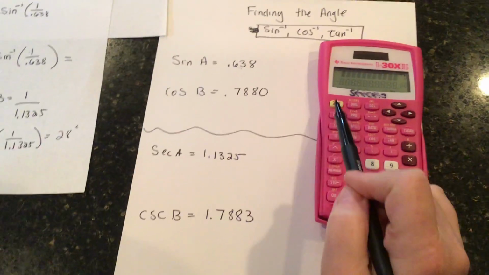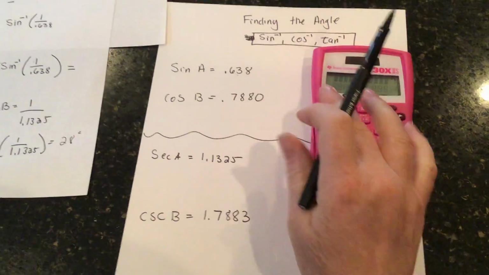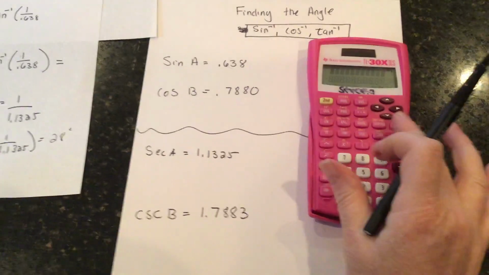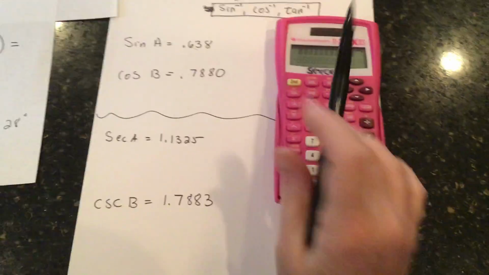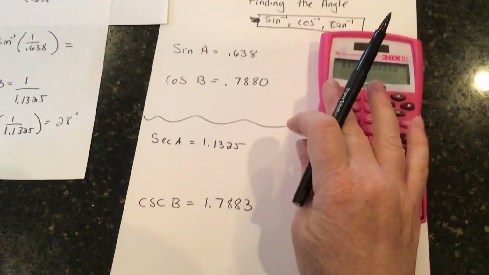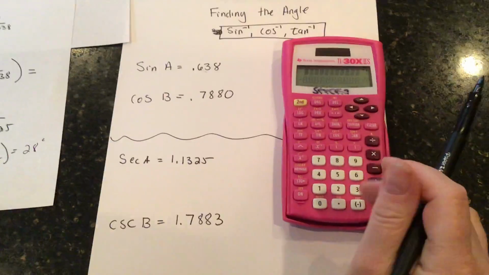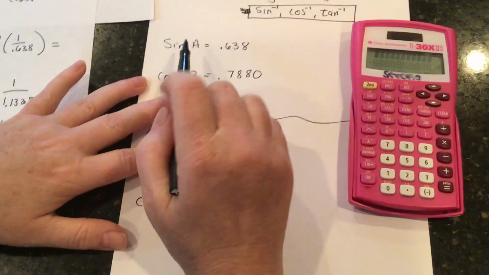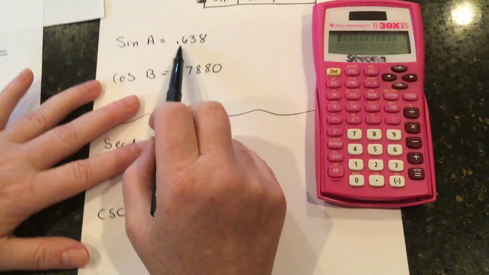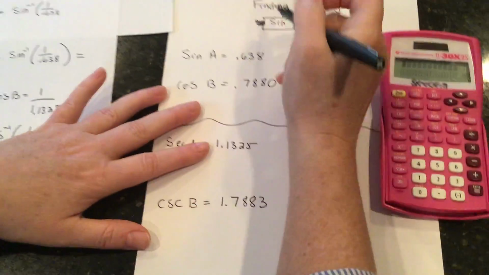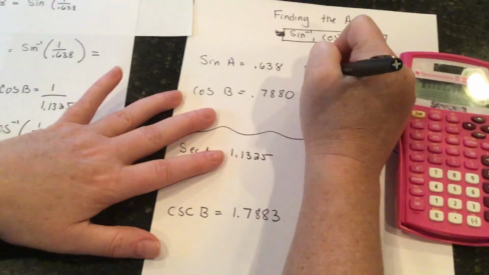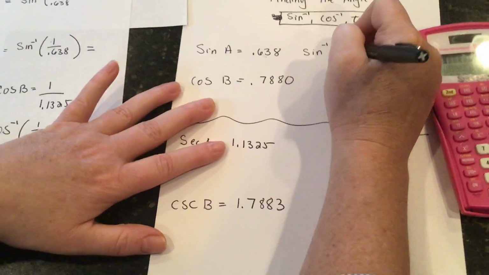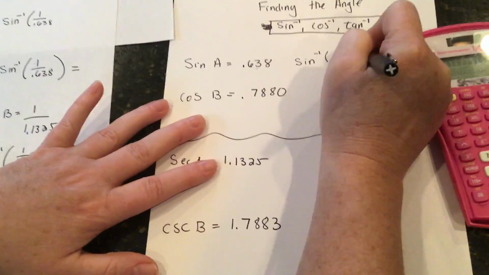So to get to those buttons, they're in yellow. I'm going to hit my second button, and then I hit sine inverse, or second cosine inverse, second tan inverse. So on this first one, I want to find out what angle gives me a sine of 0.638. So really how I rewrite that is sine inverse of 0.638.